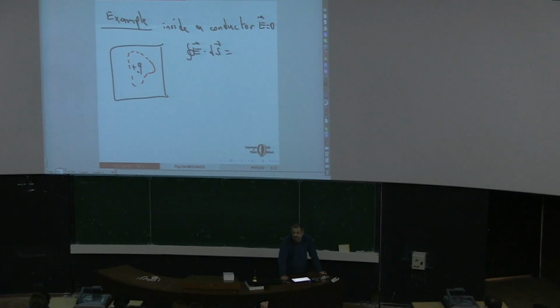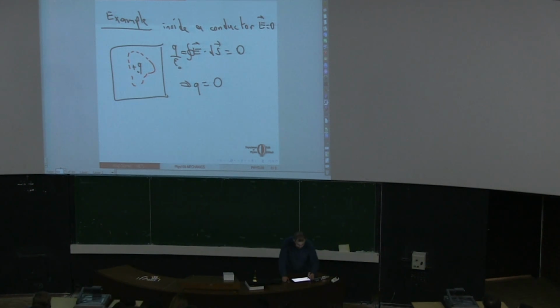My surface is inside the conductor, remember? So since my surface is inside the conductor, everywhere on my surface, electric field is 0. So this integral is 0. But Gauss's law tells me that this has to be equal to Q over epsilon 0. But this tells me that Q has to be equal to 0. Inside the conductor, I cannot have any charge.